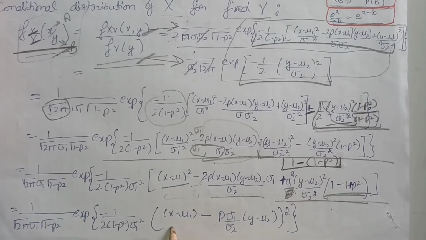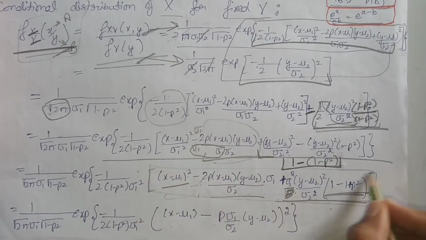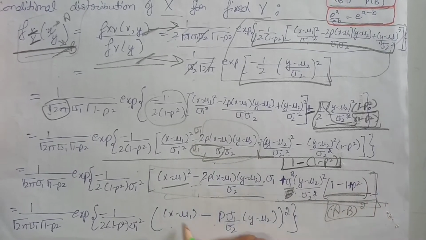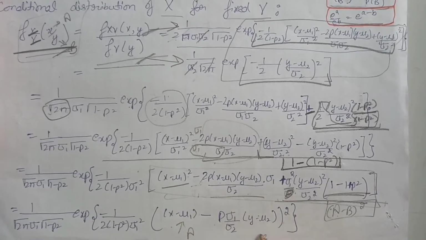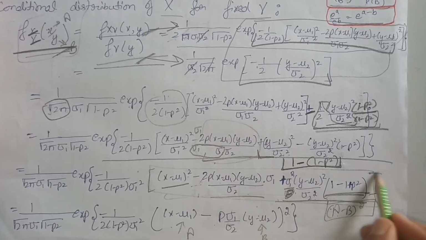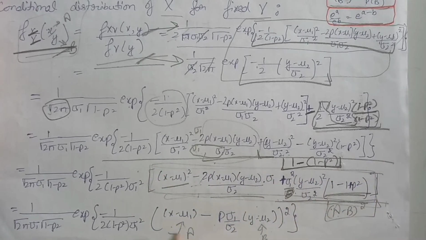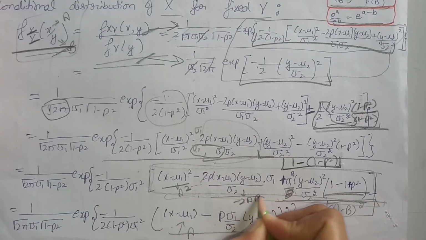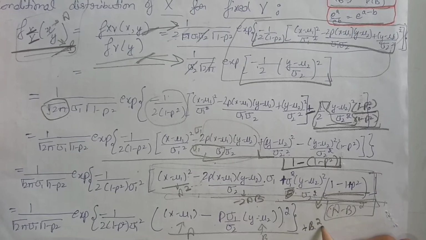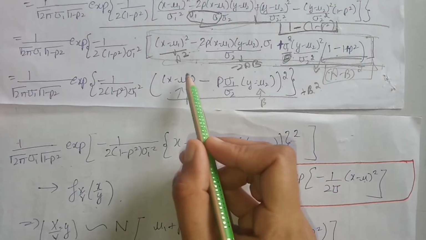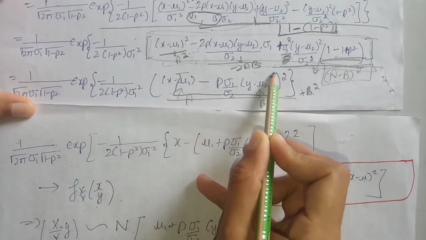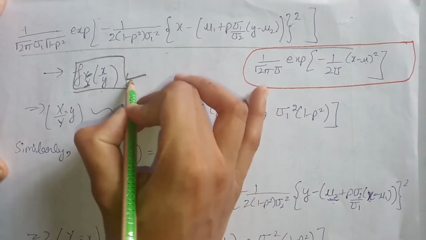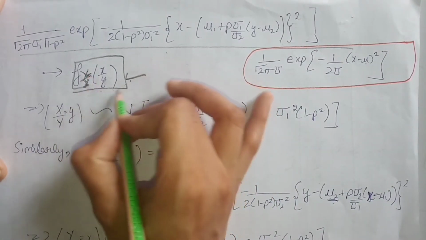So now you can clearly see that it is actually the expansion of the a minus b whole square formula, where a is equal to this one and b is equal to this term. So that's why we can write this whole term like this one, where it is a square, it is minus 2ab, and it is plus b square. Now if we take minus common from this term, then we can write this whole equation, and it is actually the conditional distribution of x for the given y.